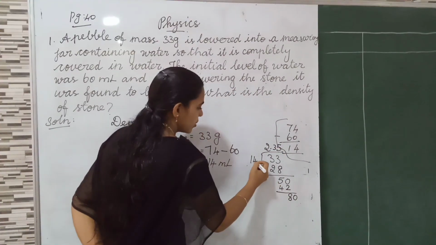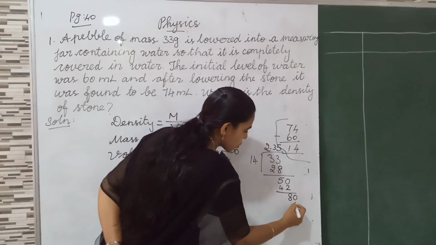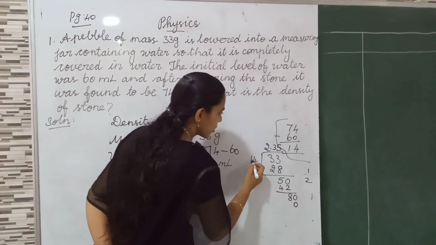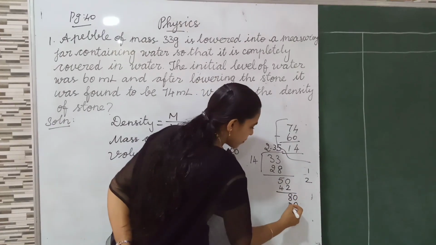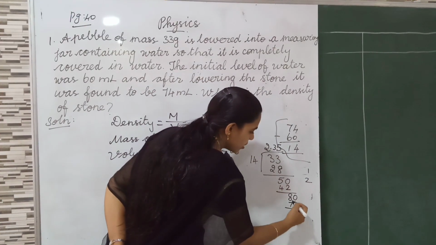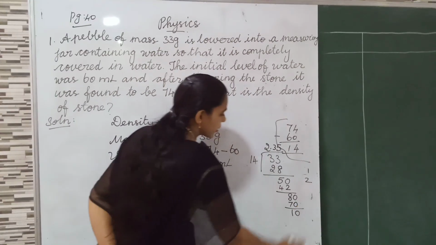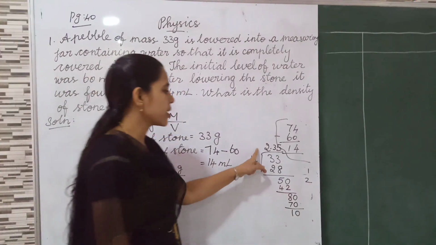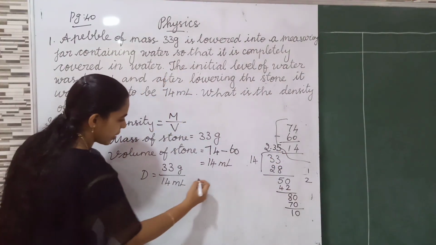Okay. 4 5s are 20. Balance 2. 1 5 is 5. 7. 70. Okay. We have to subtract this number. Again 10. Again we have to write this number. Okay. So answer is 2.35.